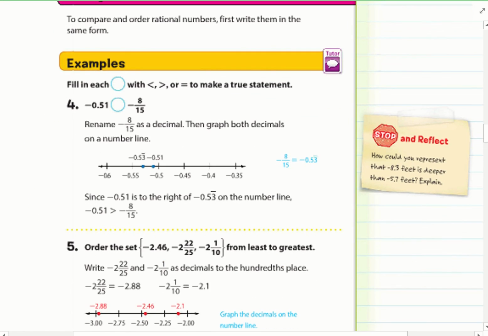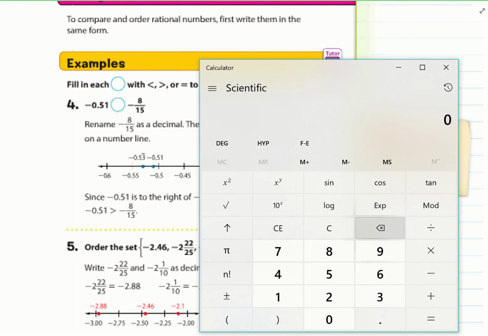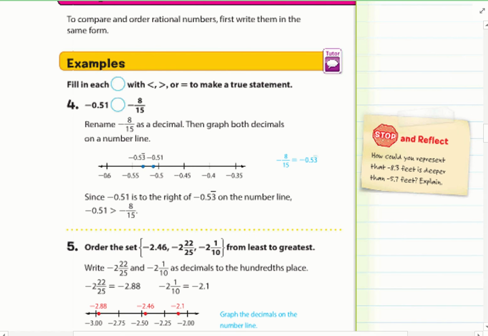So example 4, we have the same thing, greater than, less than, or equal to. This time we have decimals and fractions. My recommendation is just to change the fraction to a decimal. So I have negative 8 over 15. That's 8 divided by 15. It's going to be a repeating decimal. So it's going to be negative 0.5 with a bar over the 3. So my 5s are the same, so I go next and have the 3s.